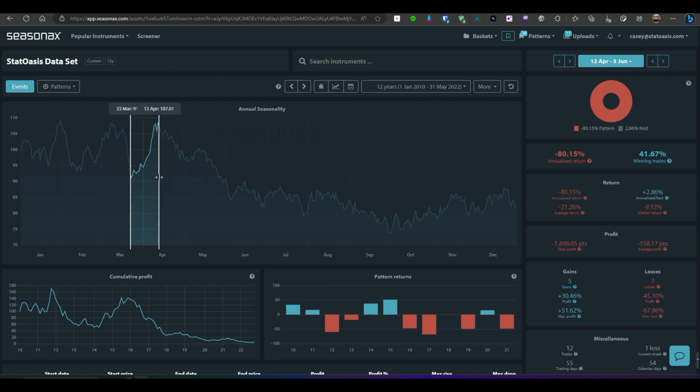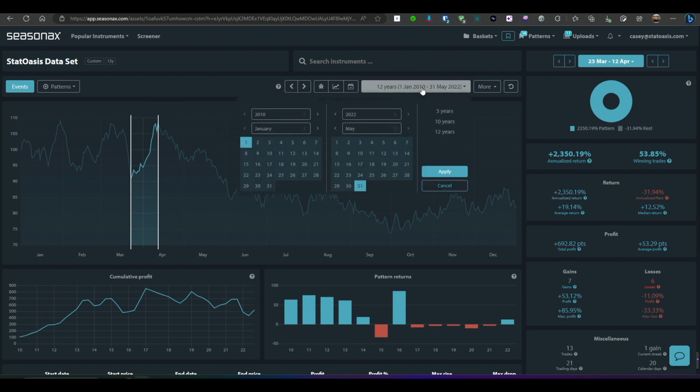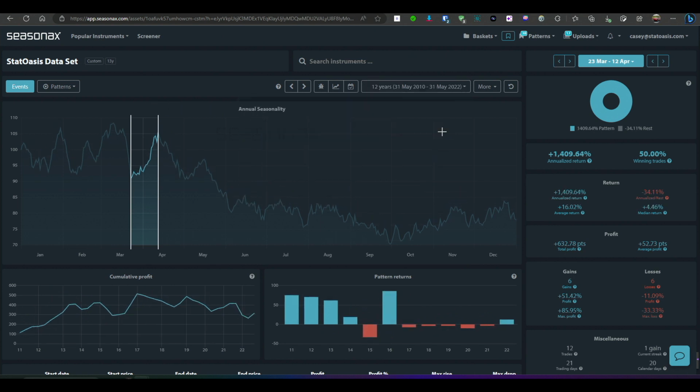And if we do this, 12 years of data I have here, and I can detrend it. So to Seasonax, this is just like another instrument like Microsoft, S&P 500, US dollar, euro dollar. It doesn't matter. To the Seasonax engine, this is the same. You feed it data, basically the date and the close, and that's it.